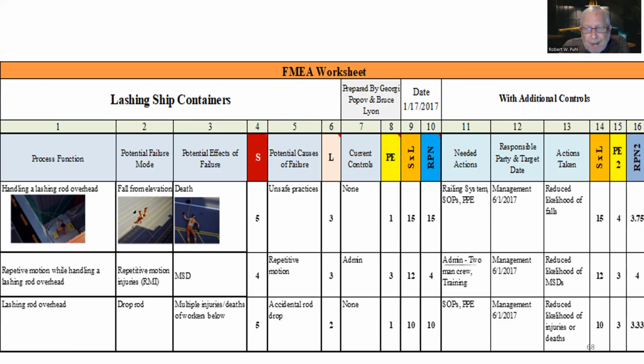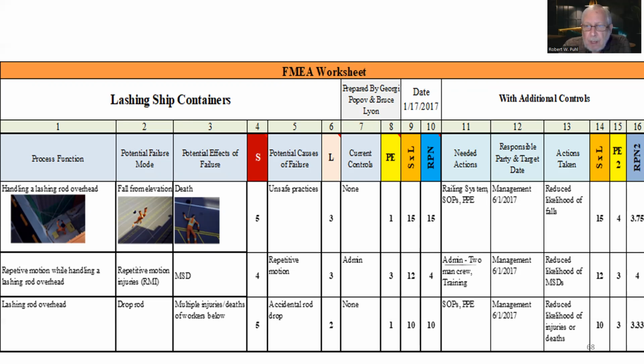So let's look at column 11, the needed action: railing system, SOPs, PPE, fall from elevation, responsible party and target date management. Actions taken to reduce likelihood of falls. The S times L here is still 15, but now the prevention effectiveness is 4 instead of 1. So now your RPN2 is 3.75. It's 15 divided by 4.